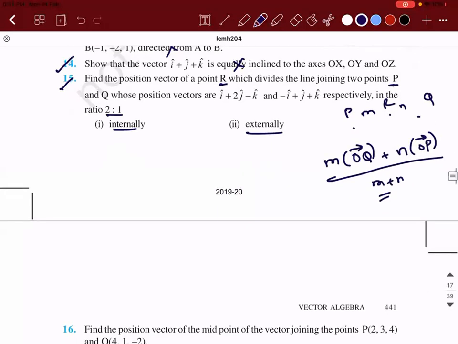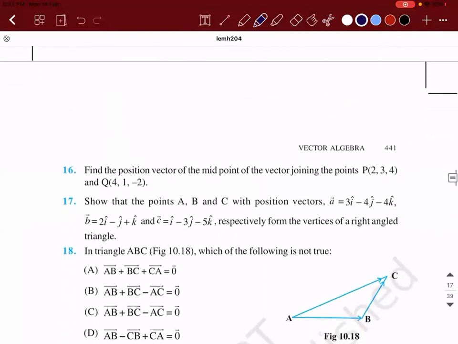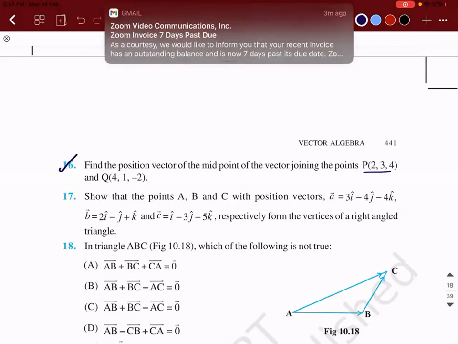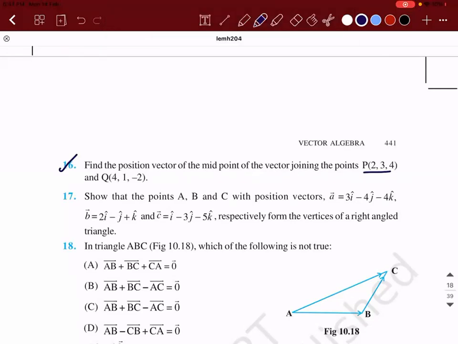Can you do this? This is P, this is Q. I've solved an example already. Find the position vector of the midpoint of these two. So what are we supposed to do? Add them and write. So OR vector will be equal to 2 plus 4 by 2. So 3i cap plus 2j cap plus 2k cap. This will be the midpoint.